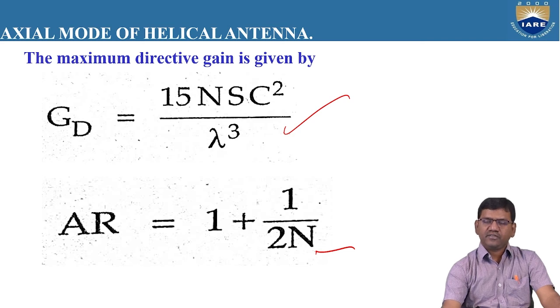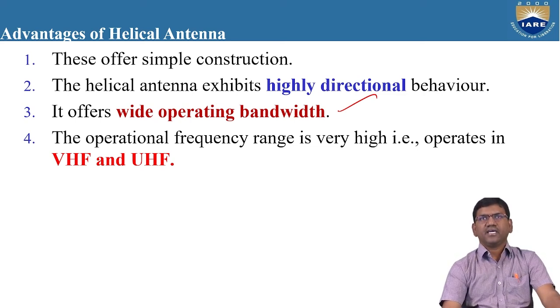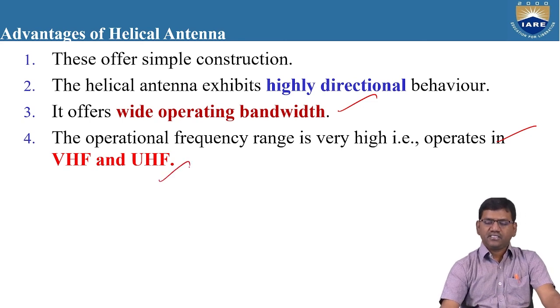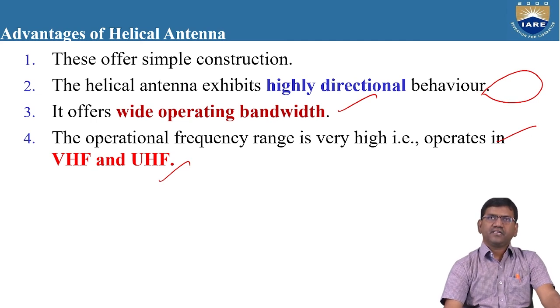So the half power beamwidth, the beamwidth between the first nulls, and the input impedance given by 140 C by lambda. Now these are the advantages of a helical antenna. The construction is very simple and it has highly directional behavior. That means the directivity can be increased by increasing the number of turns. It operates over a wide bandwidth, so it can be operated in ultra high frequency, up to 3000 megahertz of signals it can receive. The operating frequency range is very high. It operates in the VHF and UHF range. The radiation pattern is broader, and the directivity can also be increased.